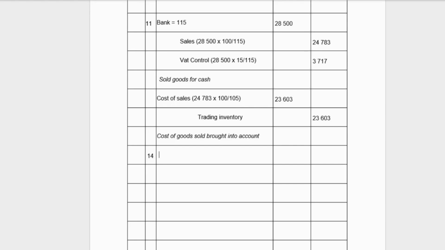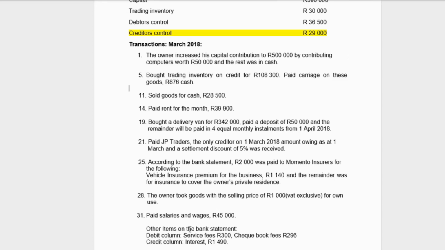And then let's see, what does it say? It says paid rent for the month, 39,900. Okay, you paid a rental for the month, 39,900. Okay, two accounts affected. There is going to be rent expense or rent paid and bank, right? So you are going to debit rent paid or rent expense.